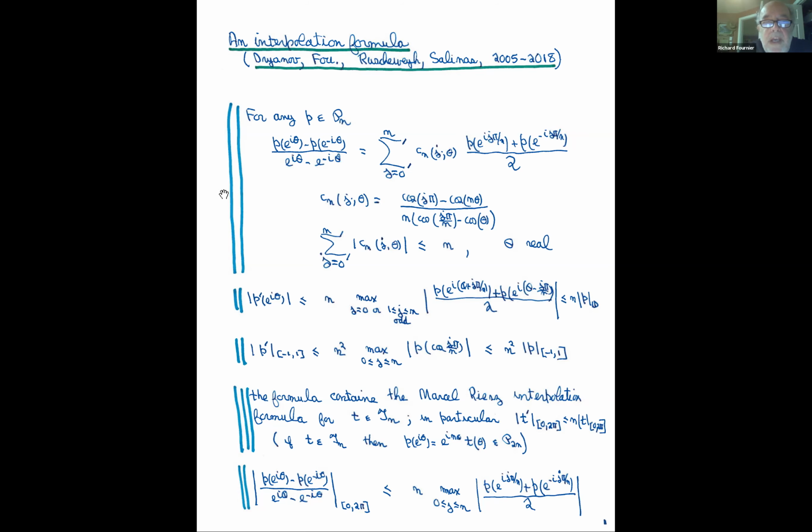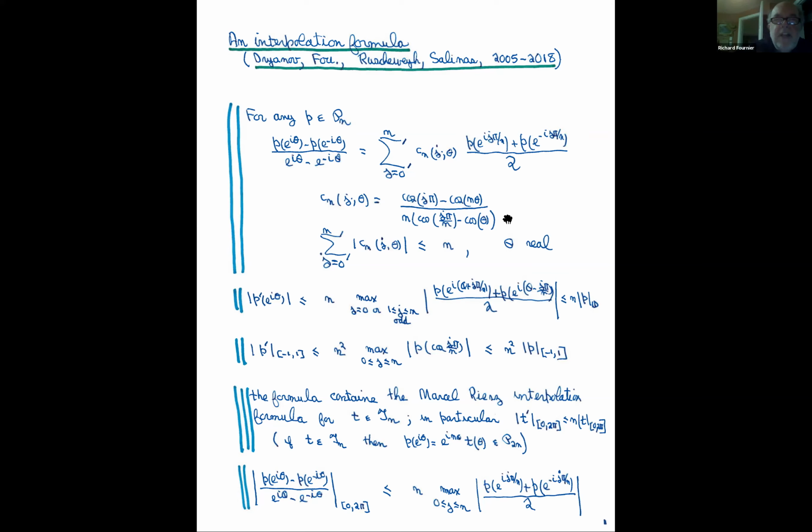You take a polynomial p of degree at most n with complex coefficients, if you wish, and then these differences, p of e to the i theta minus p of e to the minus i theta, over twice sine theta times i. This can be written as essentially a sum involving the values of the polynomial at the points i j pi over n and minus i j pi over n. And we know explicitly what these coefficients are, Cn, cos of j pi minus cos of n theta over n, cos of j pi over n minus cos theta.